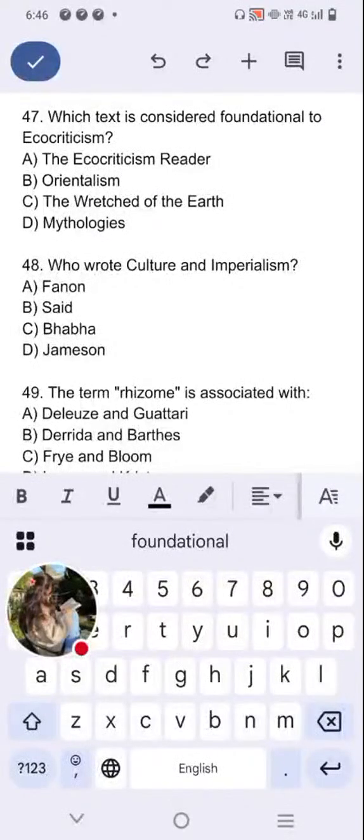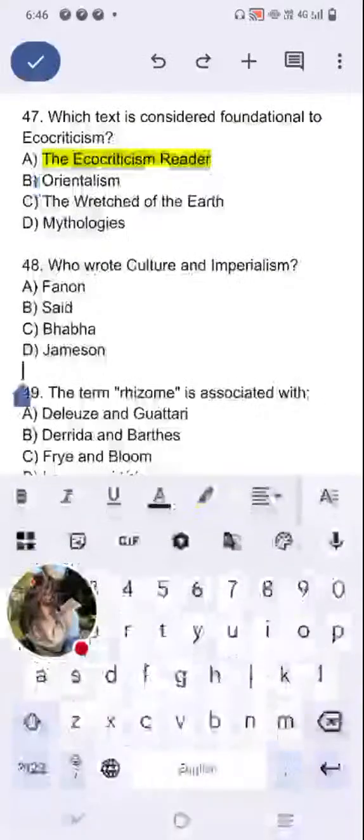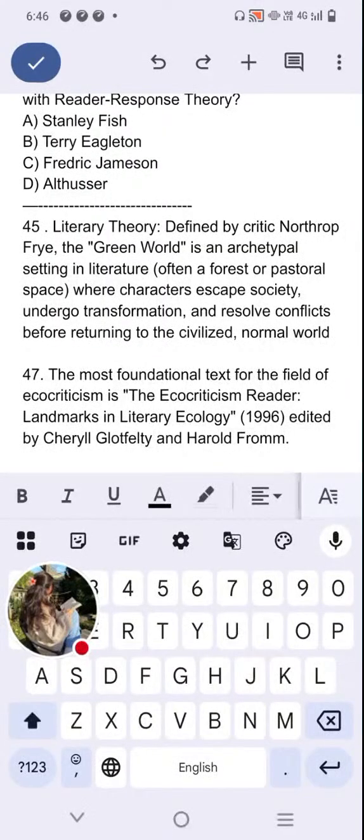The Wretched of the Earth by Frantz Fanon. Maybe it's the title, but I don't know. The right answer is actually option A, the reader. And again, I am here with the explanation. So the eco-criticism reader, the full title is Landmarks in Literary Ecology. It was published in the year 1996. Because of this it can come up as a question. They could ask which year was eco-criticism reader published, or what is the full title of the work, who wrote it. The answer is it's edited by Cheryl Glotfelty and Harold Fromm. So it's an anthology, a collection. And this is considered as the foundational text for eco-critical theory.